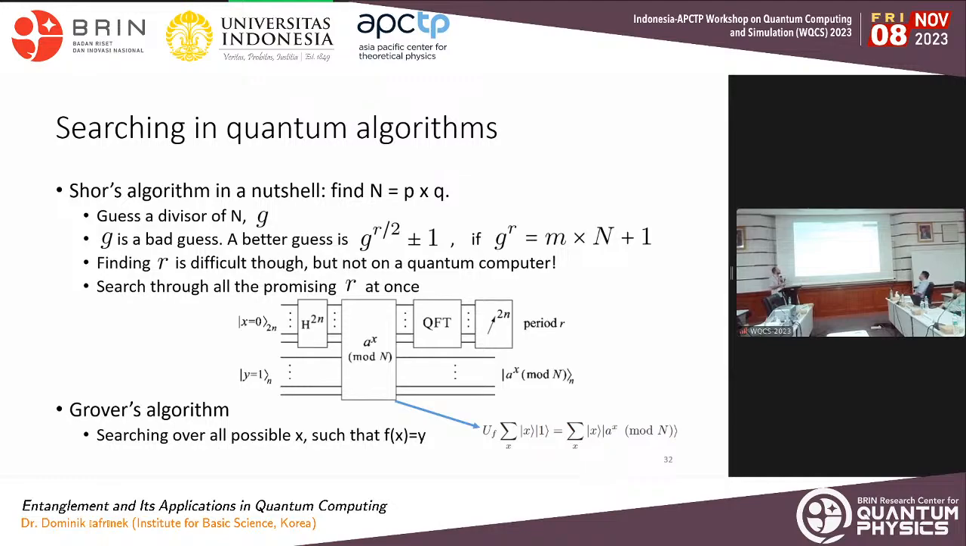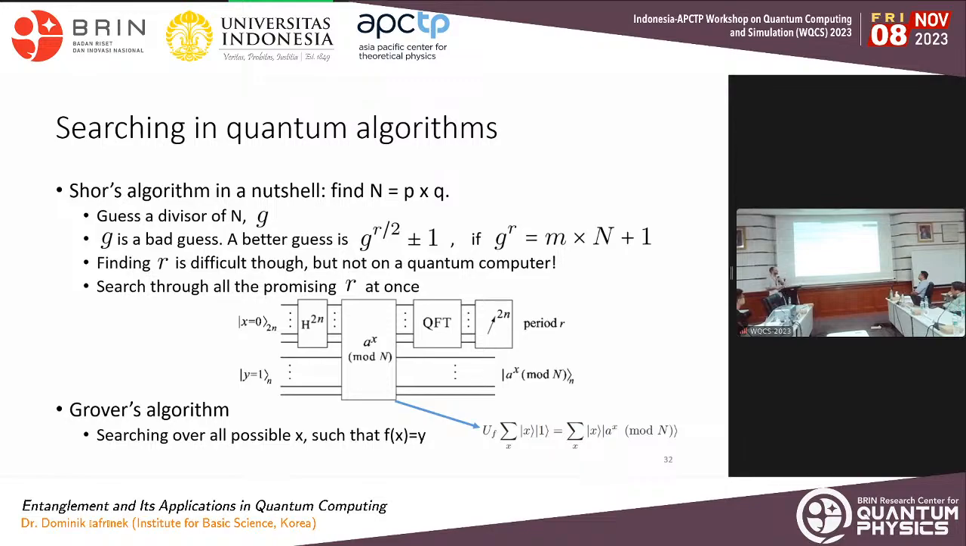However, finding R is very difficult for a classical computer, but not for a quantum computer. This is just standard mathematics, nothing to do with quantum, but it says that this R is still well defined. But Shor's algorithm is based on this part of the algorithm, which is actually easier.